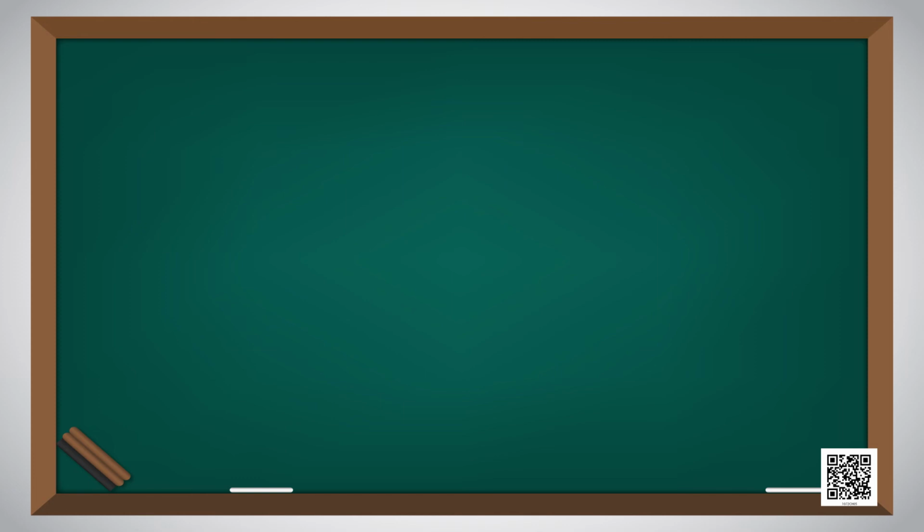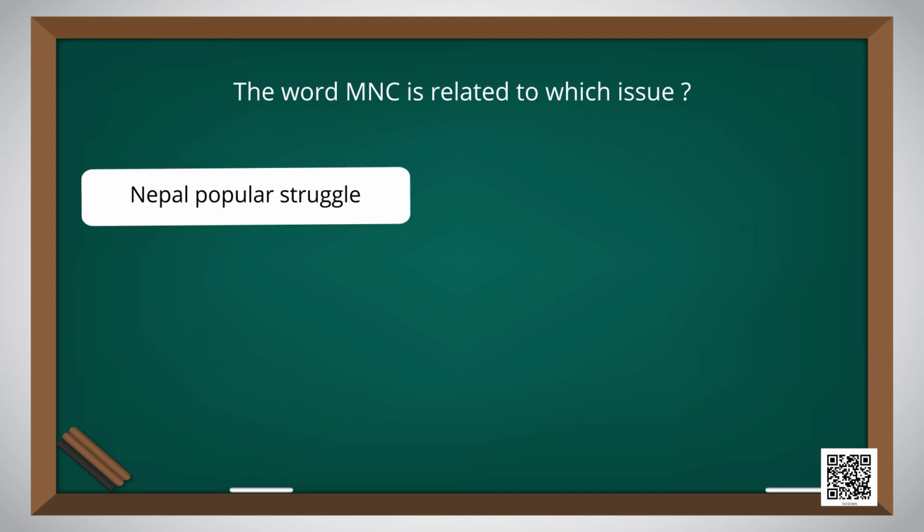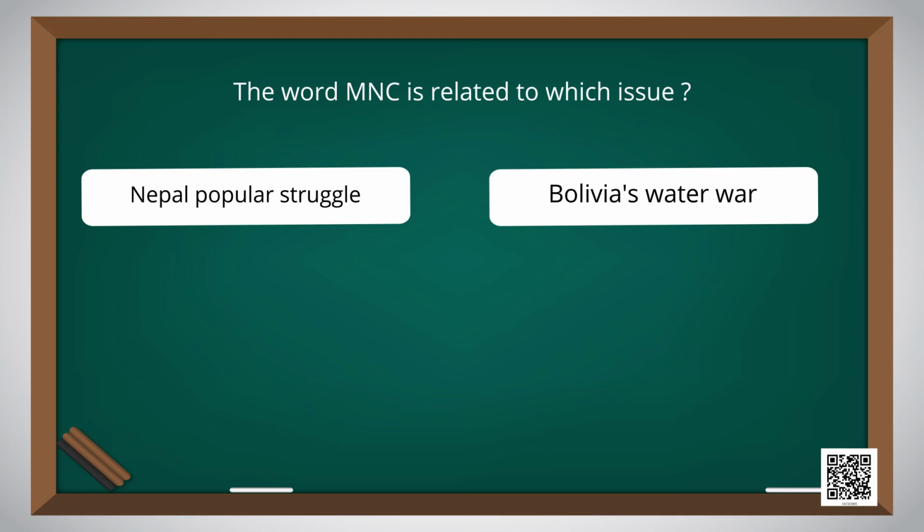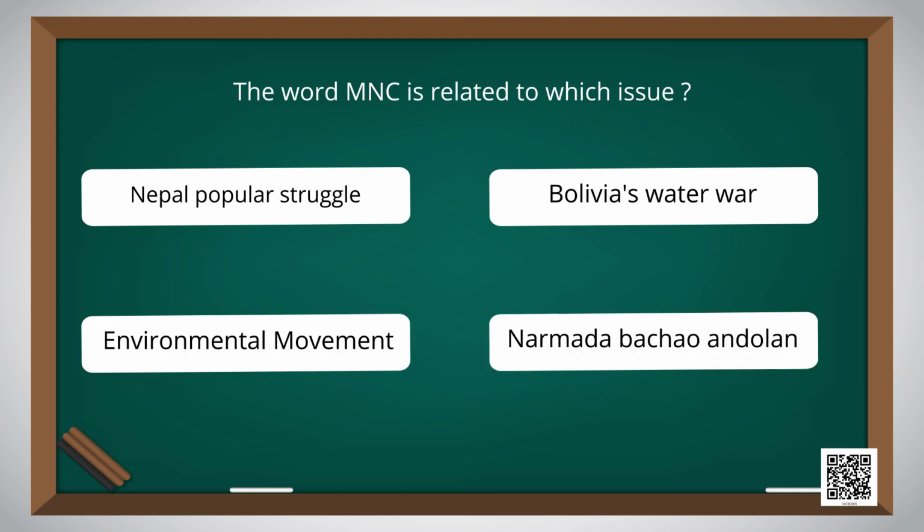On your screens, you can see a question, followed by 4 options. Let's see which is the correct option. So, my first question to you is, the word MNC is related to which issue? Nepal's popular struggle, Bolivia's water war, environmental movement, or Narmada Bachao Andolan? Yes, it is related to Bolivia's water war, where water as a resource was to be privatized.